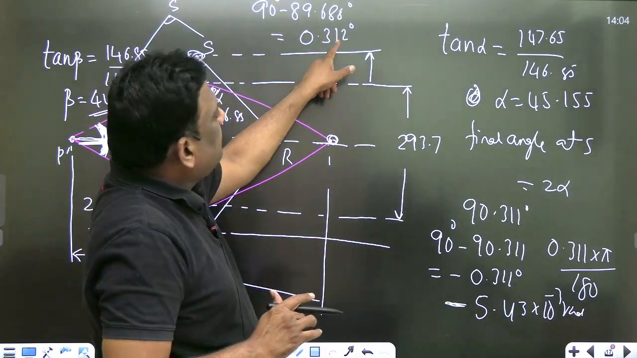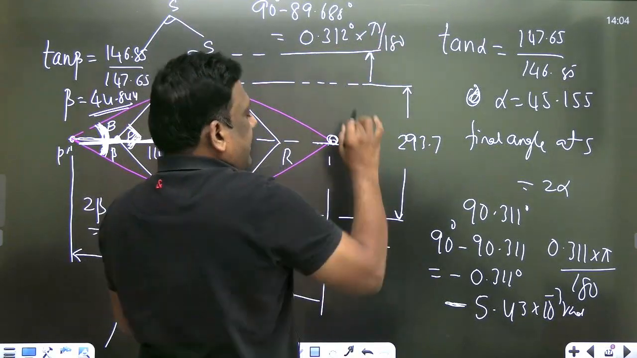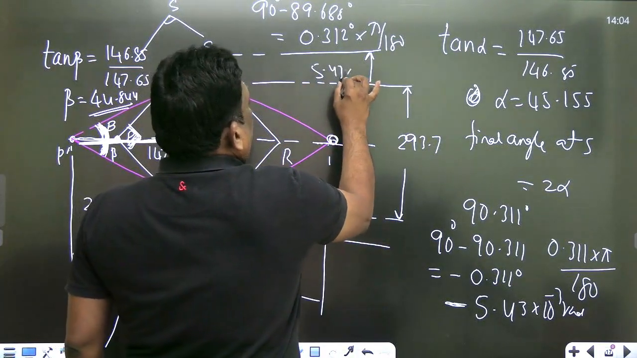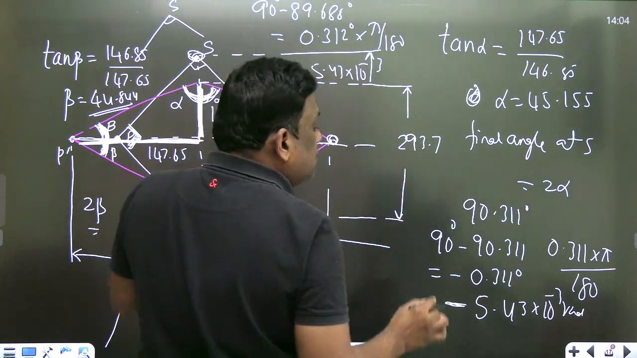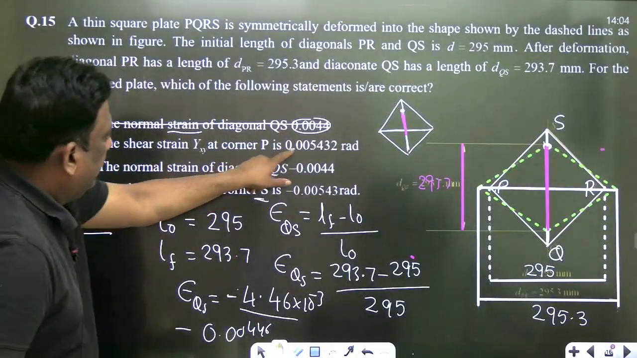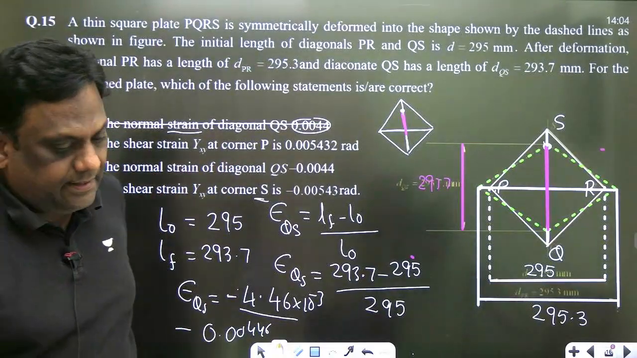Then again multiply with pi and divide by 180 if you want it in radian. So again it is 5.43 into 10 power minus 3. So this is positive. So at point P it is this one. Yes, this is also correct. So B, C, D are the right answers.